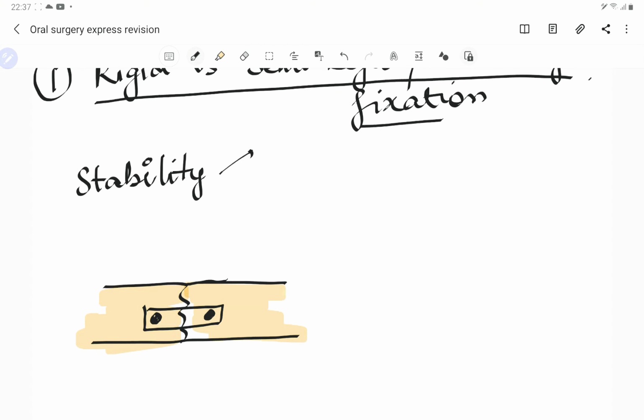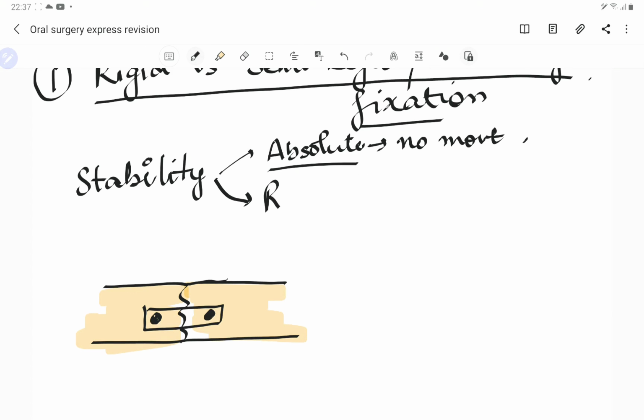So if there is very little to no movement, we call it the absolute stability, which is close to no movement or can be very little movement. If there is quite some movement after you have put the plates, that is called the relative stability.